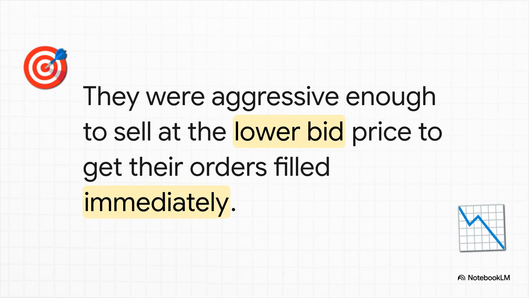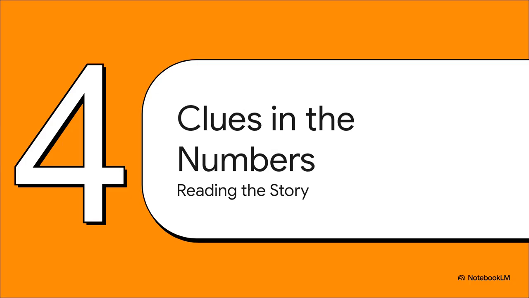They were so motivated, so eager to get out, that they were willing to take a slightly worse price just to make sure their sale happened immediately. That feeling of urgency, of intent, that's what we're looking for. Okay, so we can see who's pushing and shoving now. But how do we turn that into actual usable clues? How do we find the story in all these numbers?